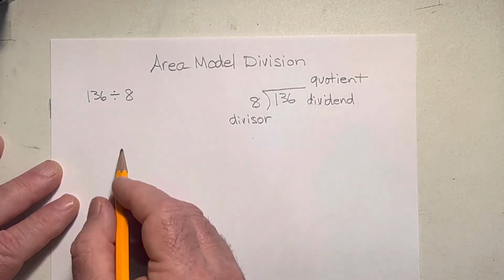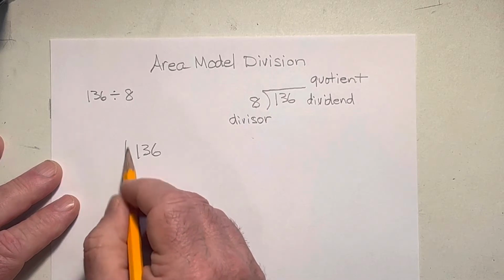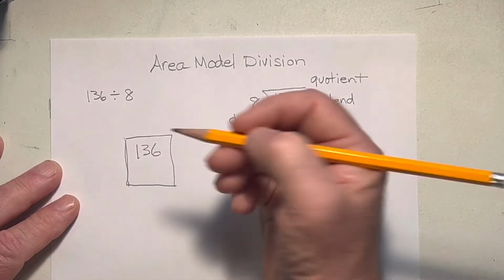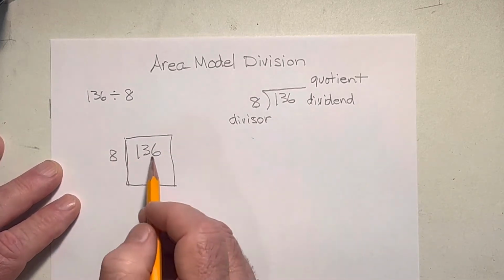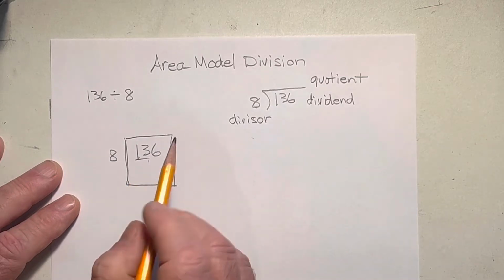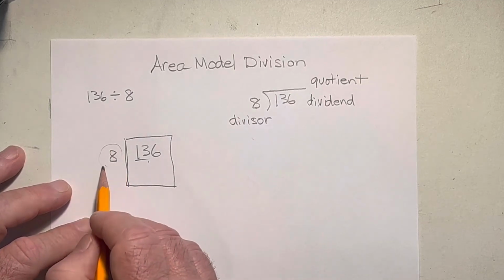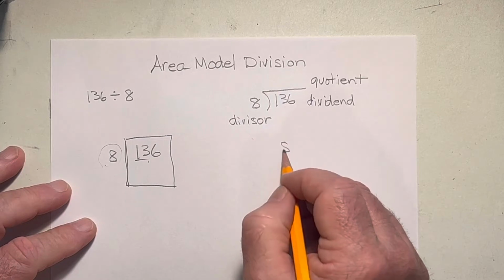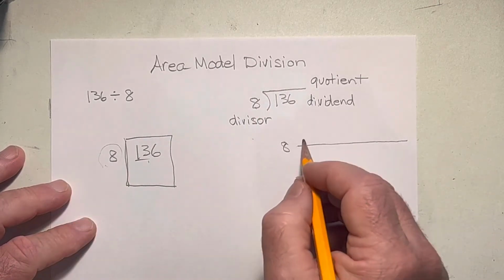136 divided by 8. Take 136, draw a square around it. Actually, it's a rectangle, a shape. Draw a box around it. Take your divisor here. So your number is inside this shape. Now, we need to know how to multiply this. So let's look at our multiples of 8. That's what we have to know. We'll do what's called the tops and bottoms. Here's 8. You will write this beside on a spare part of your paper somewhere.